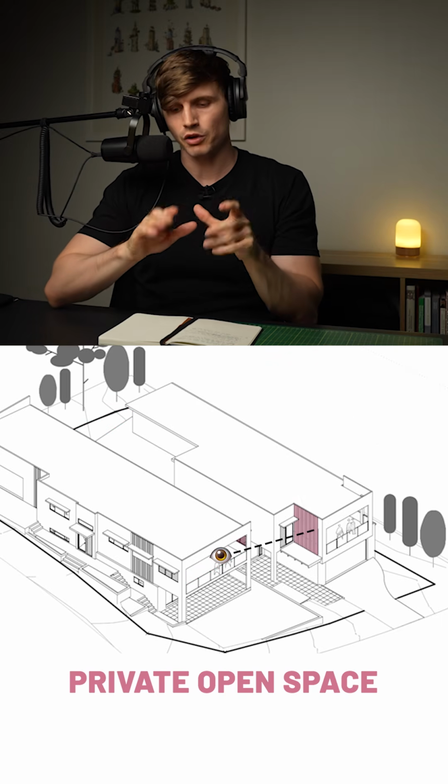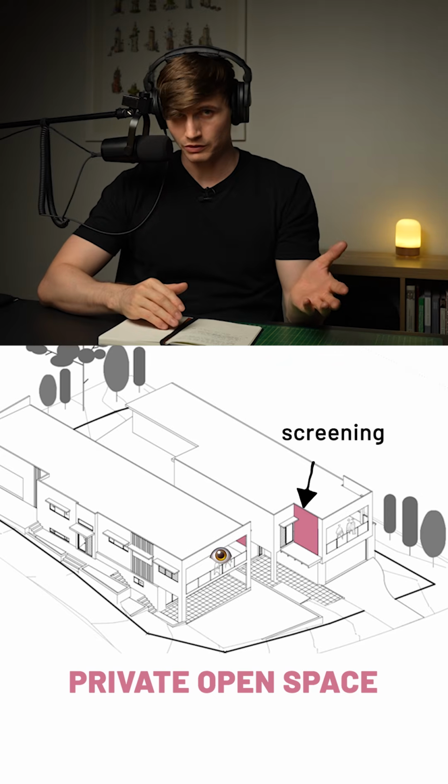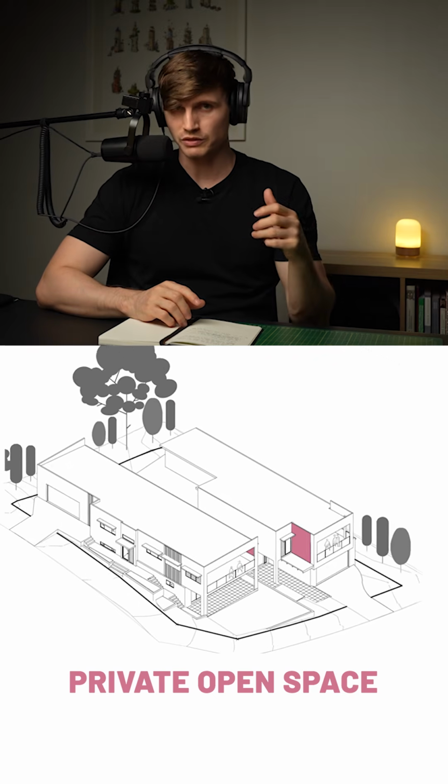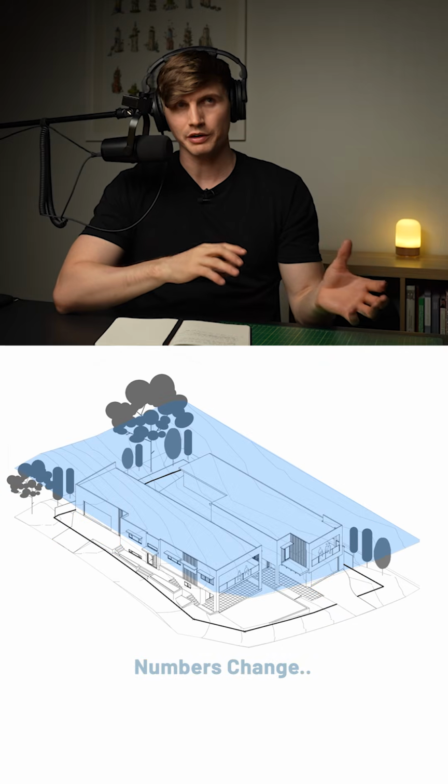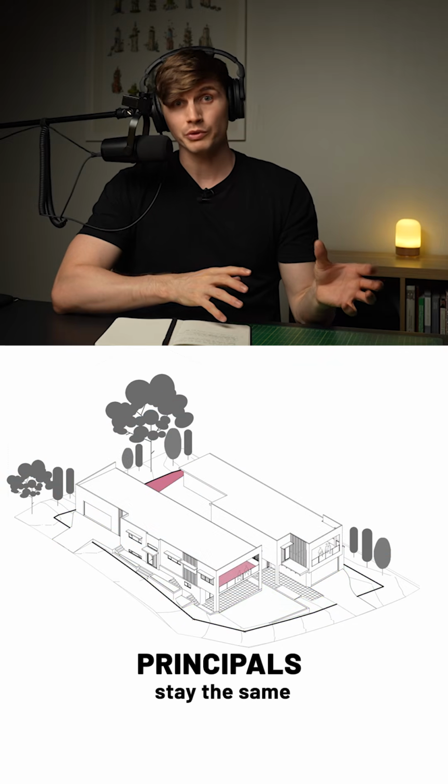So that people aren't overlooking into each other's private open spaces, we can typically use things like privacy screening. While the exact numbers for these constraints change from area to area, the general design principles stay the same.